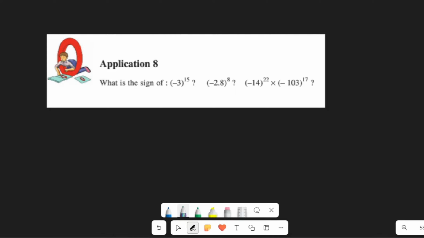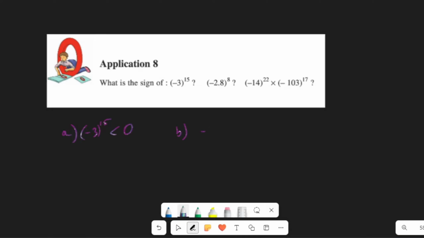Now, let's apply the rule we just learned on these questions. So, we have for A, negative 3 to the power of 15. First of all, you look at the base, negative 3. Negative 3 is less than 0. So now that we know that the base is a negative number, we look at the exponent. 15 is an odd number. Therefore, negative 3 to the power of 15 is going to be less than 0.